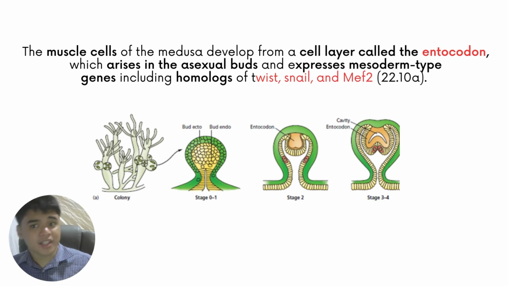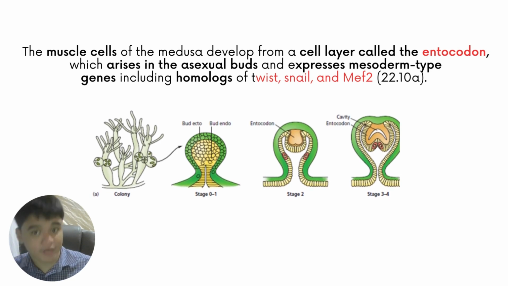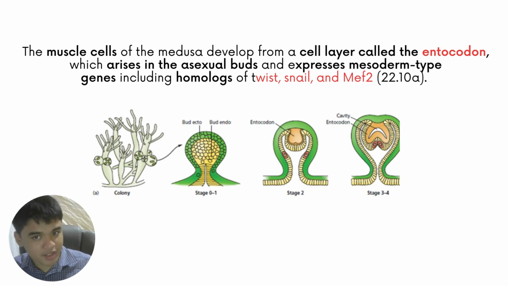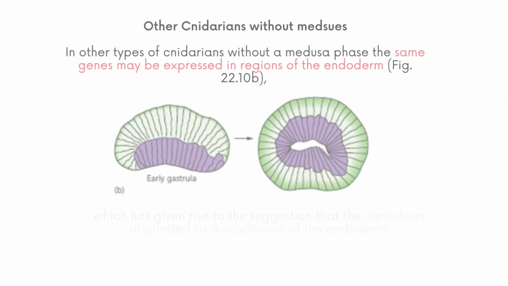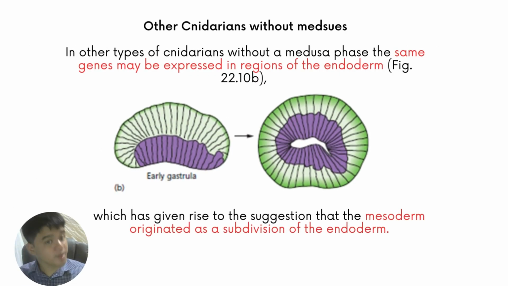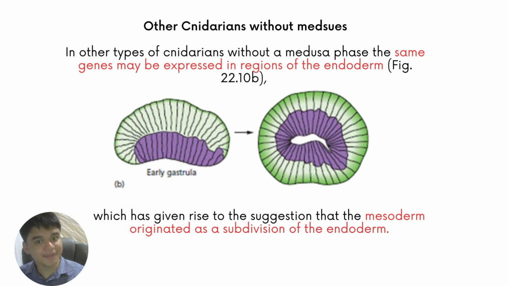The mother cells of the medusae develop from a cell layer called the entocodon, which arises in the asexual buds and expresses mesoderm-type genes, including the homologs of twist, snail, and MEF2. If you look at the picture at the bottom, there's a colony that releases a bud that creates a mesoderm-like formation. As you can see in stages 2 and 3 to 4, there's a mesoderm-like system covering it. And there are also cnidarians without medusae, but they still have the same genes expressed in the endoderm, which gives rise to the suggestion that the mesoderm originates as a subdivision of the endoderm, because it's still there even when it should not have existed.